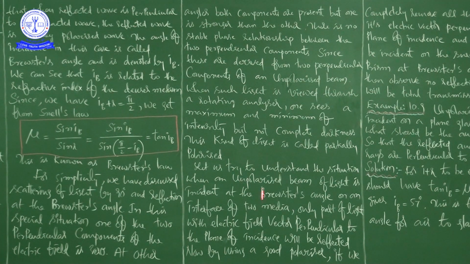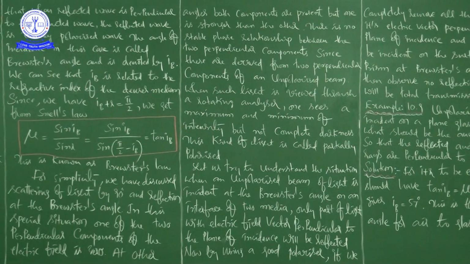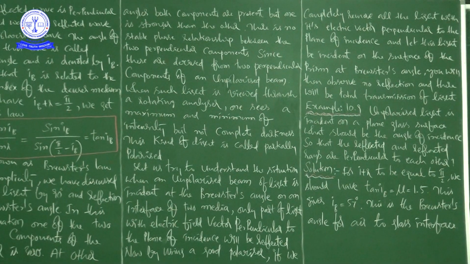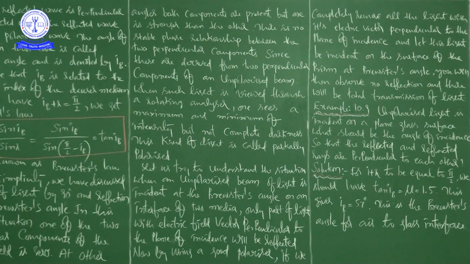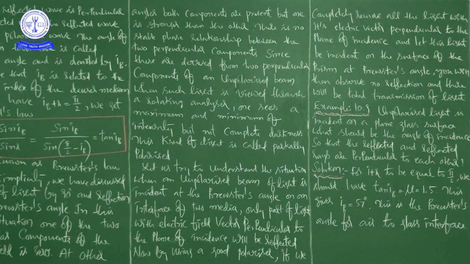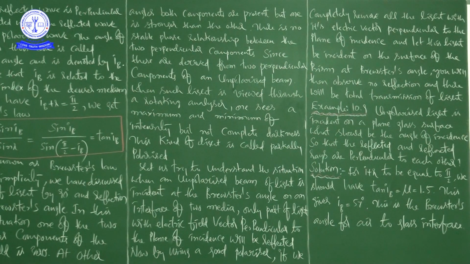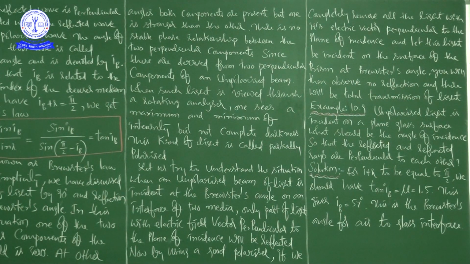Now, by using a good polarizer, if we completely remove all the light with its electric vector perpendicular to the plane of incidence, let this light be incident on the surface of the prism at Brewster's angle. You will then observe no reflection and there will be total transmission of light. That is what he is saying. So this is all about polarization by reflection.